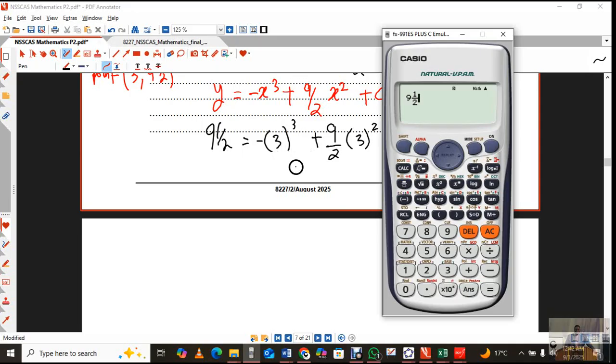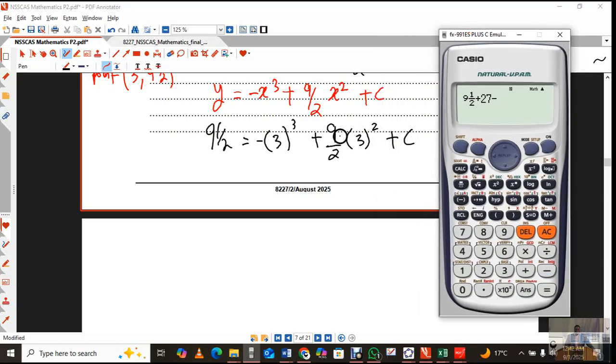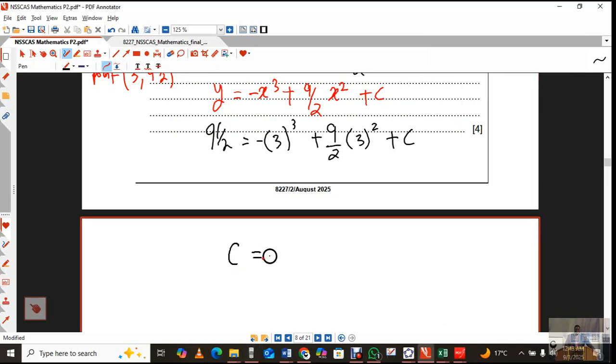So if you bring it over, we're going to add, because this is negative 27, 3 cubed is negative 27. So we minus 27 or we add 27 because it's negative, so plus 27 minus 9 times 9 is 81. This is 3 squared, that's 9. 9 times 9 is 81 over 2 minus 81 over 2. There we go. The value of c is negative 4. So c is negative 4.